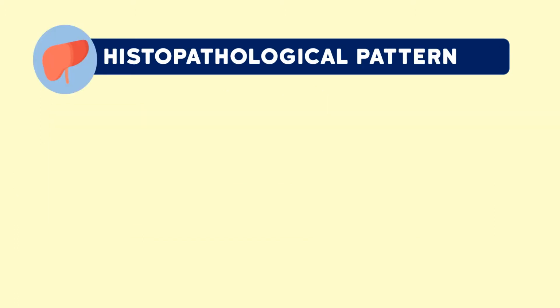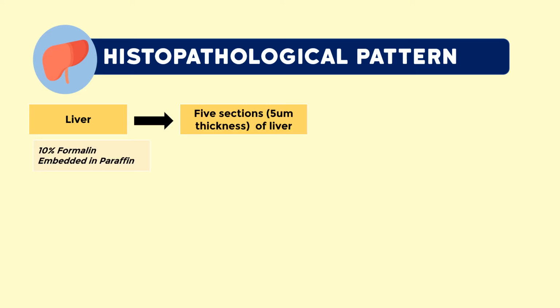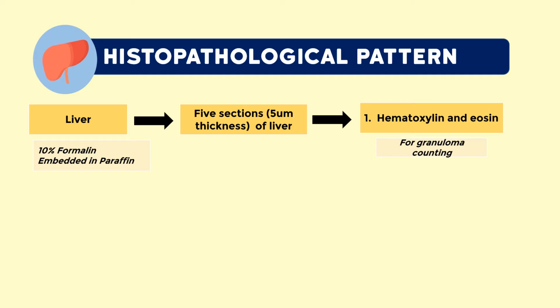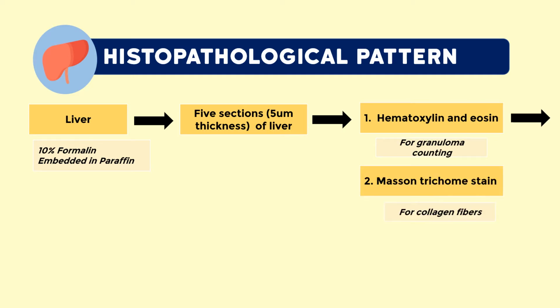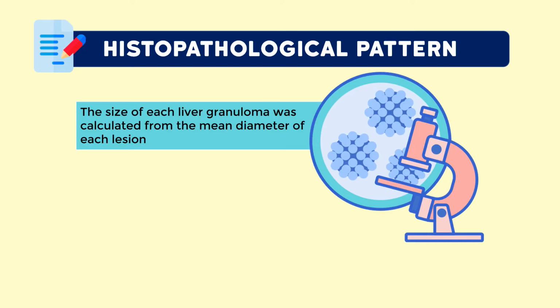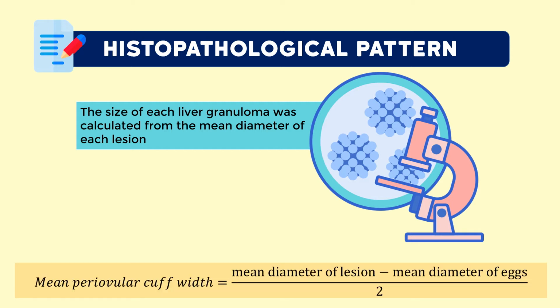For the histopathological pattern, livers were fixed for 48 hours in 10% formalin and then embedded in paraffin. Five sections, 5 microns in thickness, were taken from each liver specimen, and each section was stained by hematoxylin and eosin for granuloma counting and Masson trichrome stain for the demonstration of collagen fibers. The size of each liver granuloma was calculated from the mean diameter of each lesion as shown below. The mean periovular cuff width is equal to the mean diameter of lesion minus the mean diameter of eggs over 2.